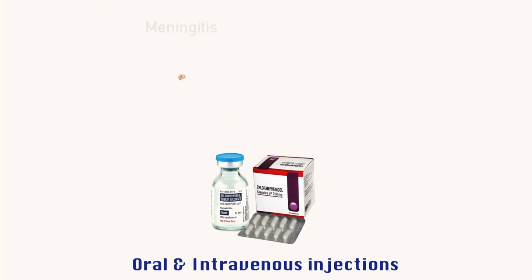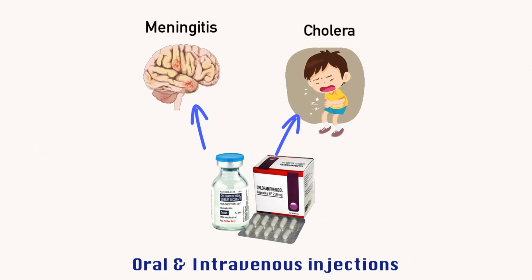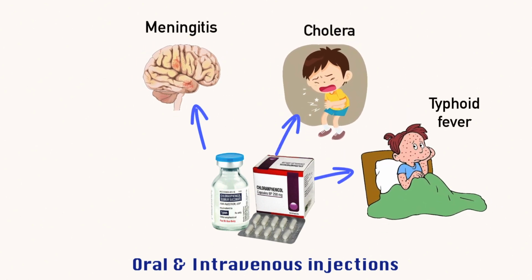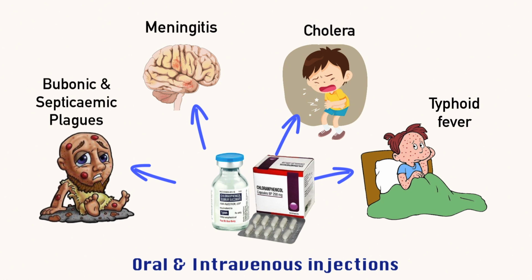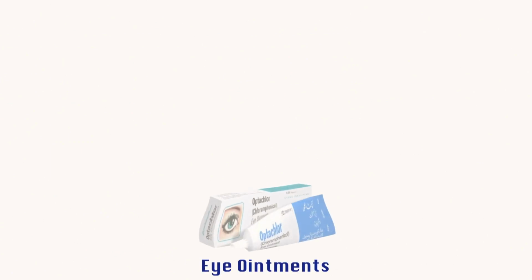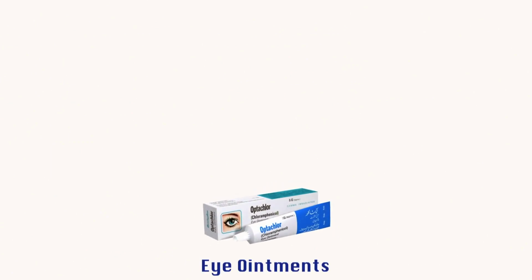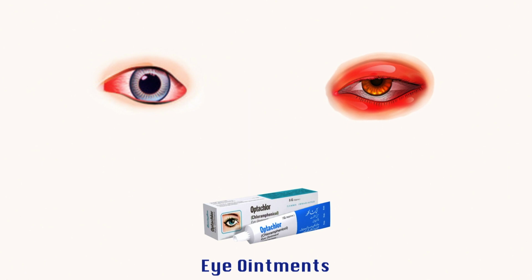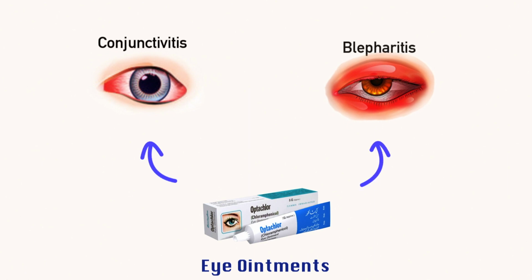From then on, chloramphenicol is used to treat meningitis, cholera, typhoid fever, the bubonic and septicemic plagues through oral or intravenous injections. It is also available as eye ointments in treating ocular infections caused by bacteria, such as conjunctivitis and blepharitis.